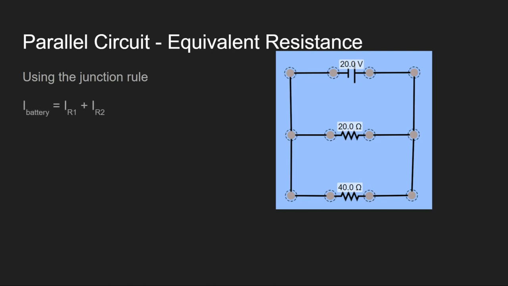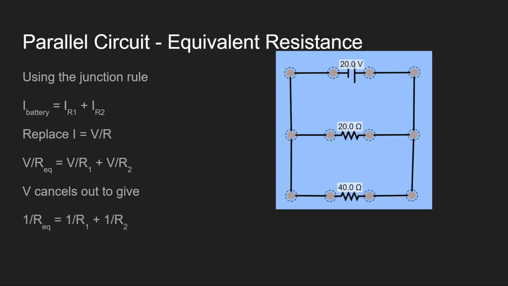And so using the junction rule, this is just a quick derivation to show you where this equivalent resistance idea comes from, because it's a little more complex. So the current from the battery equals the current going to each resistor. So I can replace I equals V over R. So why am I going to do that? Well, the voltage is the same everywhere. So I get the voltage divided by the resistance that the battery sees equals the voltage divided by the resistance of one resistor plus the voltage divided by the resistance of the other resistor. But voltage is the same, right? It's parallel. They're all 20, so they cancel out. And so that gives us an equation that works to figure out the equivalent resistance.